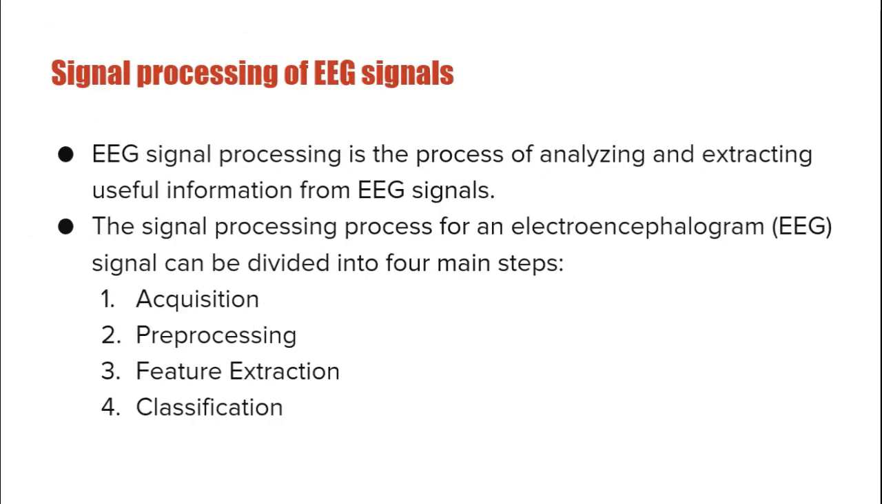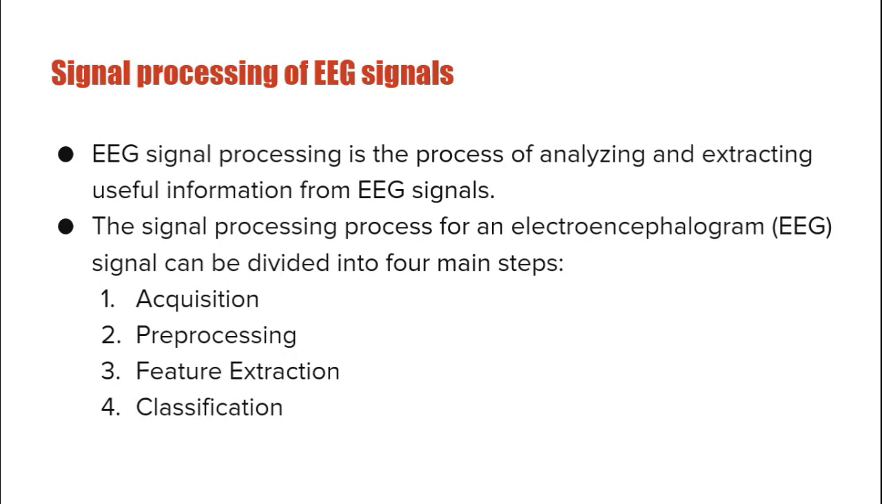So now we are about to start the signal processing of an EEG. What is signal processing? Signal processing is the analyzing of a signal. There are different types of signals in the human body, and each and every signal has its own significance. Until and unless we process them, it is noise. To convert that noise into useful information, we use the signal processing process.